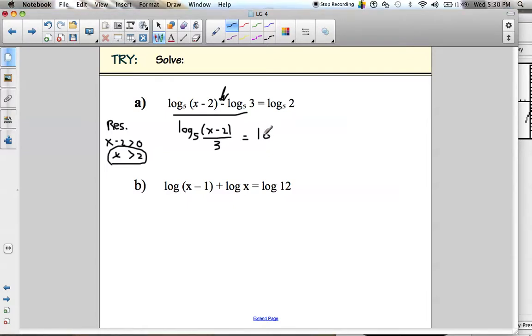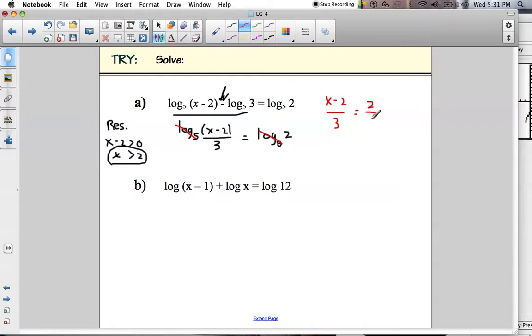log base 5 of 2. Now when we have the single log there, we can cross out and we can cross out. That's why we do this side single log. Now we're left with this. Well, to solve this, we're just going to go x minus 2 over 3 equals 2.